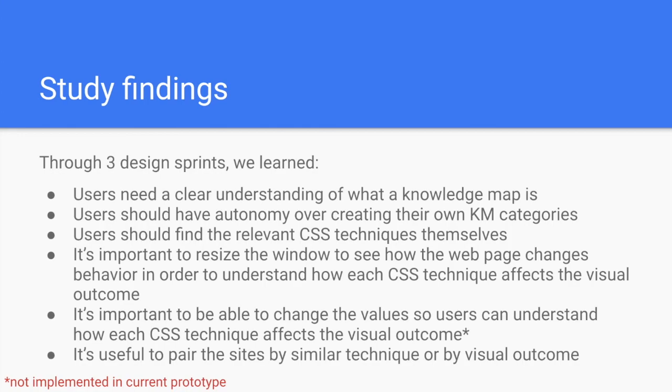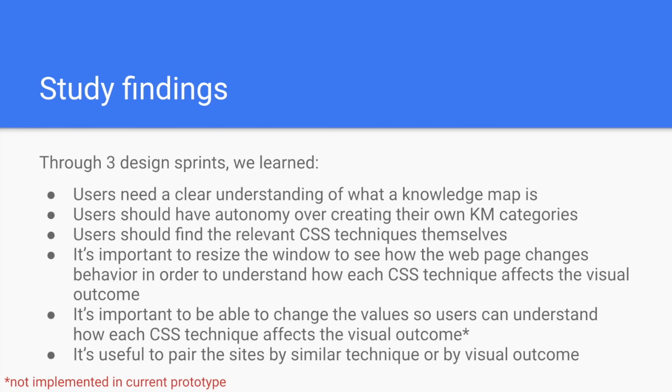After analyzing the study findings, we came to the conclusion that number 1, users need a clear understanding of what a knowledge map is because it's such an abstract idea. Number 2, users should have autonomy over creating their own knowledge map categories. Giving them category names was helping them too much and not allowing them to recognize patterns for themselves. Number 3, users should find the relevant CSS techniques themselves. Giving them the technique names was also helping them too much and they weren't able to understand the techniques fully by themselves.